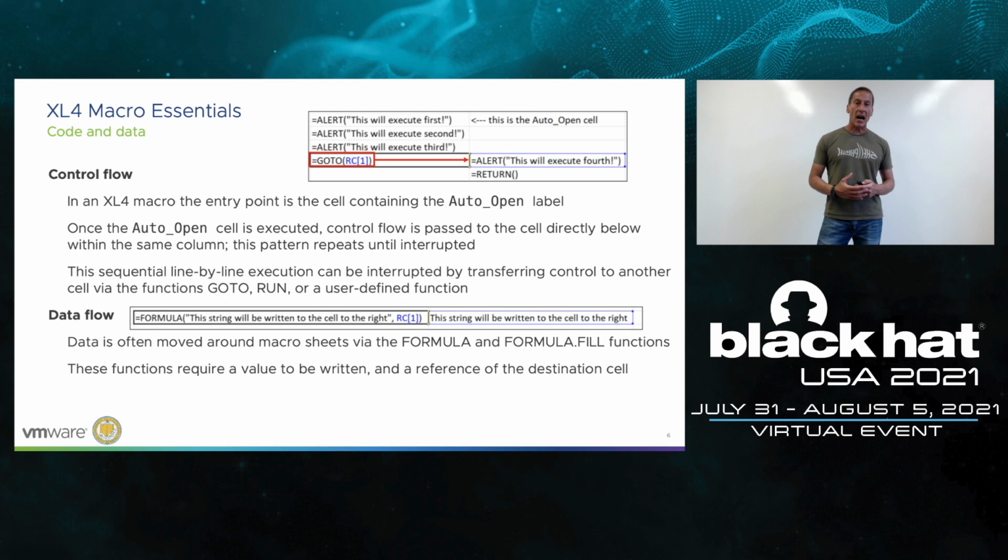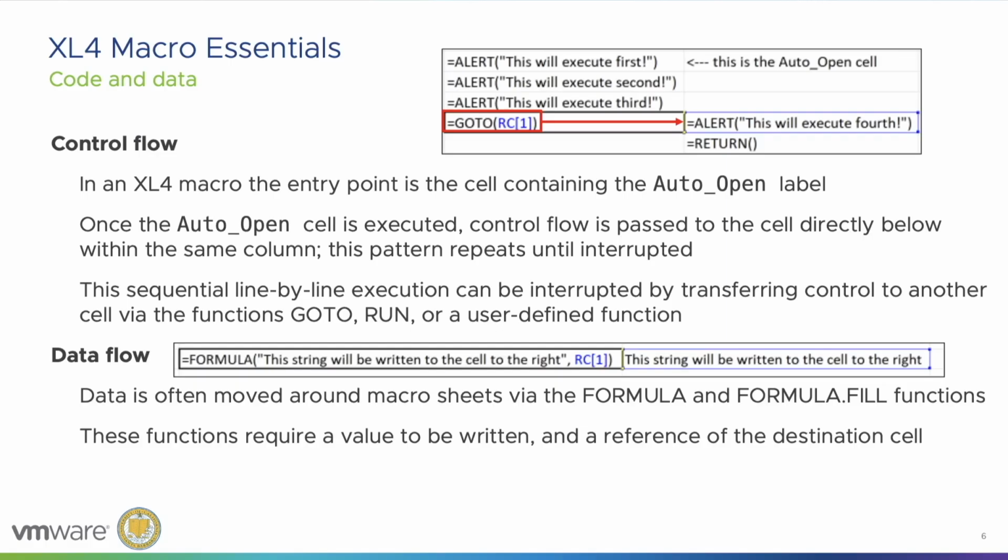It's important to understand how they work. In this spreadsheet, there is a first cell called the auto open cell where the execution starts. After that, execution continues in the underlying cell until there is a transfer of execution that can happen in a number of ways. For example, using the goto function, the run function, or a user-defined function. At the same time, the data in the cell can be modified dynamically using the formula and formula fill functions.